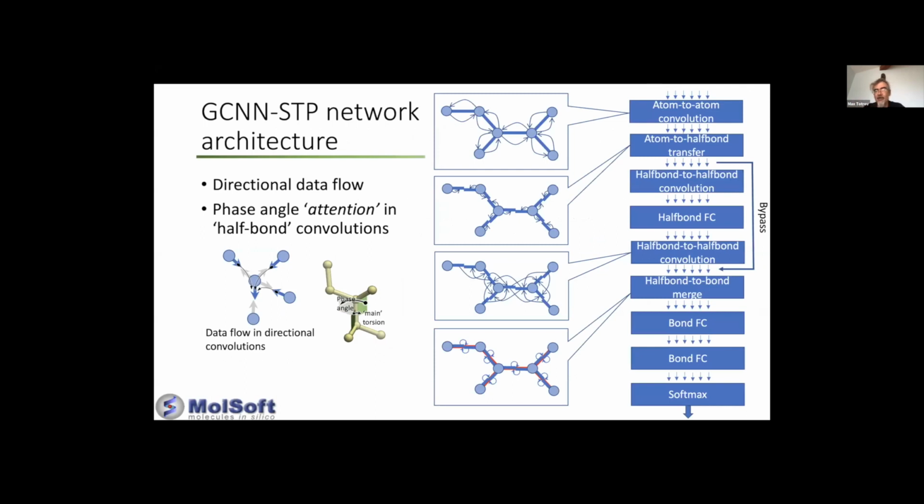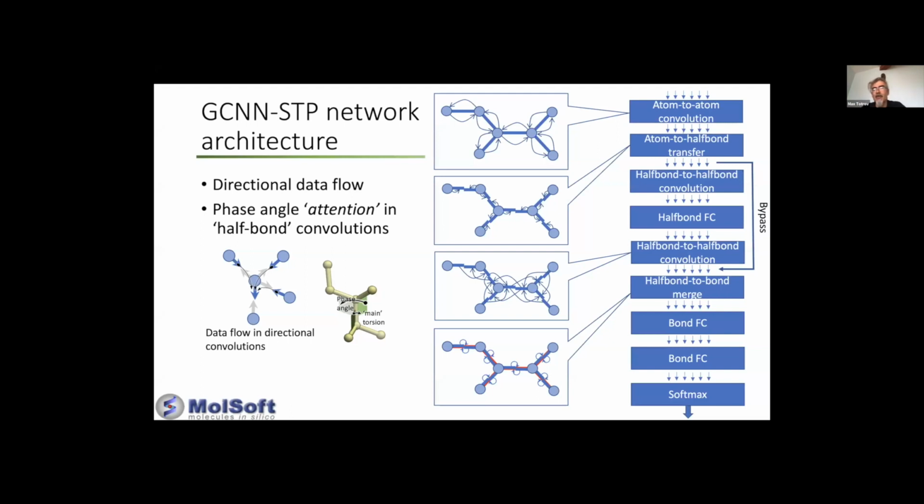We went beyond those simple convolutions that I described previously. We had to have convolutions that would provide directional data flow, because the way torsions behave doesn't get reflected well if you just collect data uniformly from all directions. One side of the torsion affects things differently than the other; they're not interchangeable. So you want this directional flow.